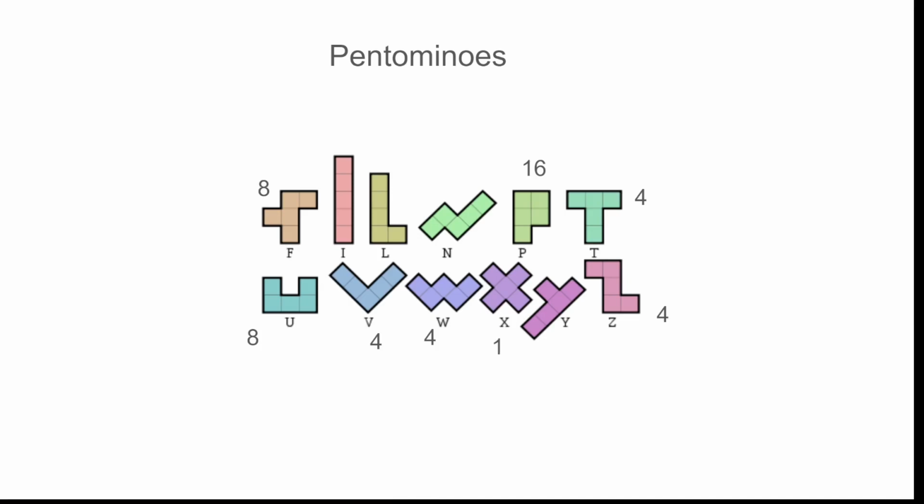And X, there's only one way to put that in the grid, right? The center's got to go in the center, and it's going to go out, up, down, left, and right from there. It's the only way to put X in there. So you only get 1 from X. And so altogether, we get 49.